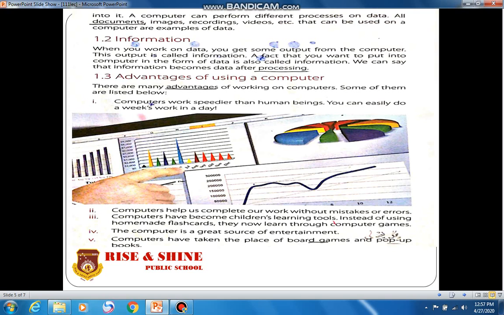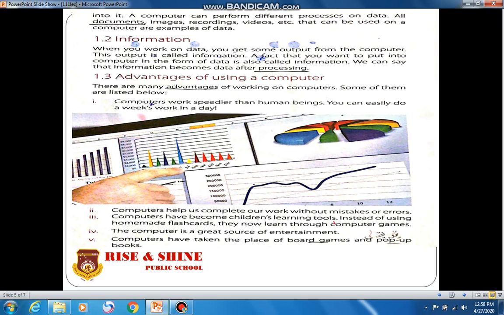Number two, computer helps us to complete our work without mistake or error. There are certain tools in a computer which help us to do our work without mistakes or error. It helps us in the completion of error free work. Computer has become a very effective tool for child learning. Instead of using homemade flashcards which take a lot of time, we can easily install software which is very effective for child learning. There are certain games, by playing these games children can get very effective learning.